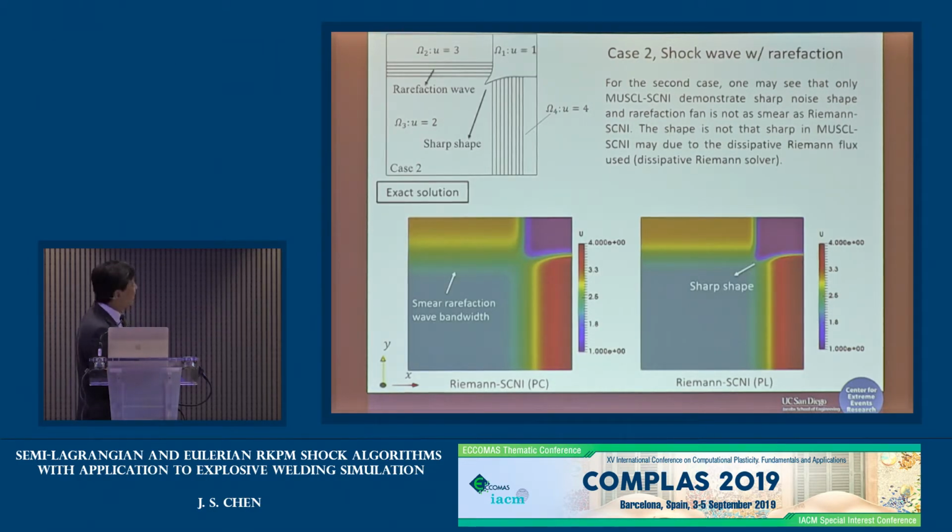Now, if you change the boundary condition to this, then in these two boundaries there will be a rarefaction, and the shock will only form in this boundary. And now you can see that, again, with piecewise linear, Riemann-SCNI captures the shock front much better.